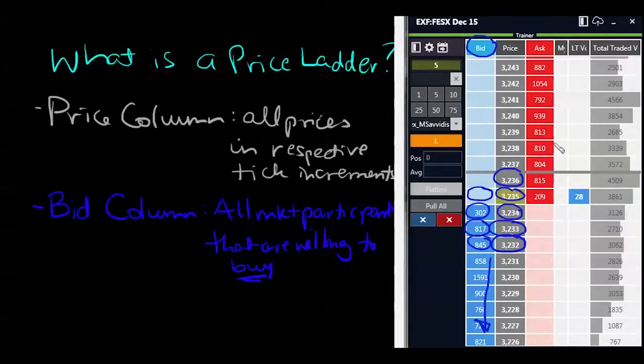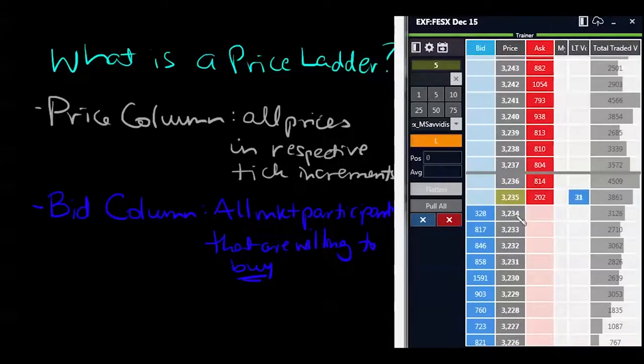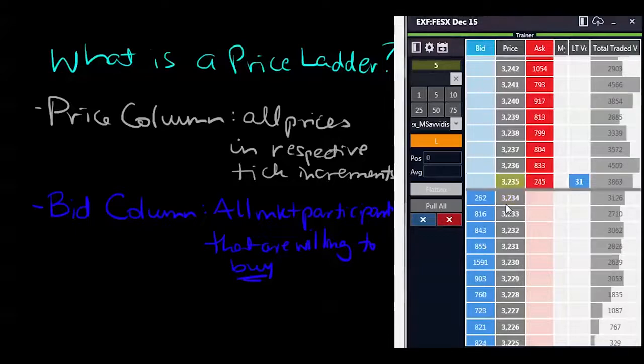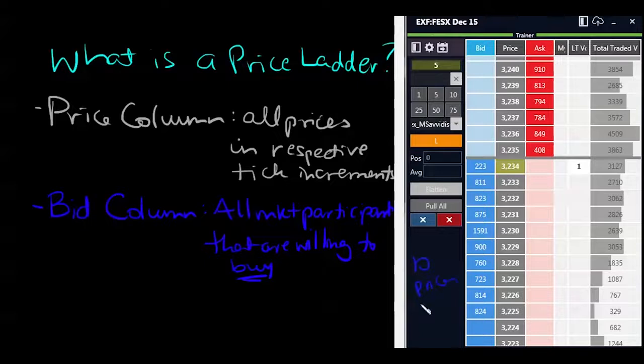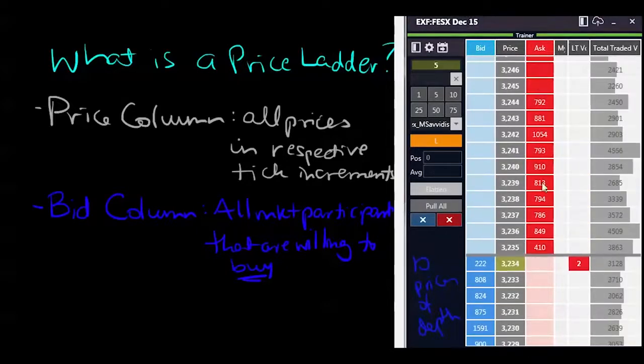Because I have my ladder a little bit scrunched up, what you would normally see on the Euro Stoxx, if we just scroll, is a market depth of 10 prices. So we have from 32.35 down to 32.25. That's 10 prices of depth. And likewise, if we scroll up, you'll see there's 10 prices of depth again to the upside.